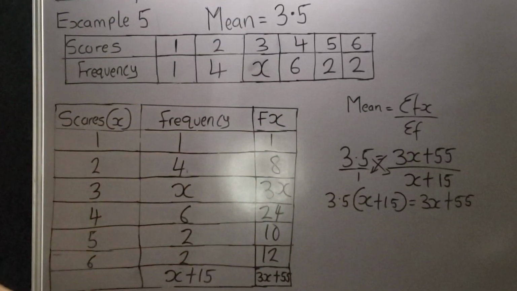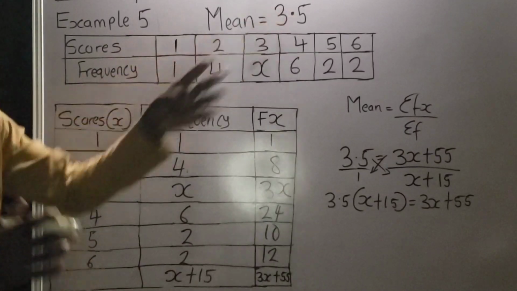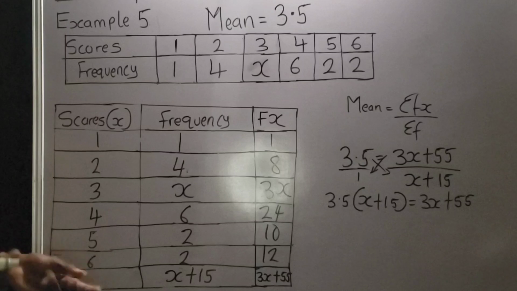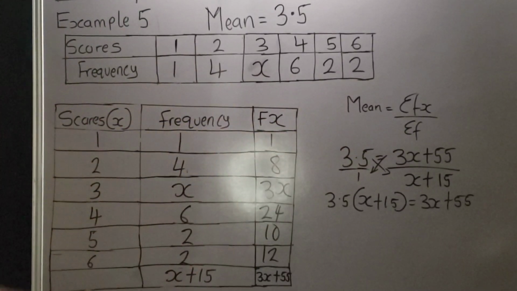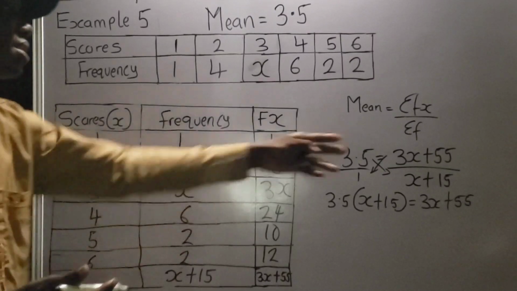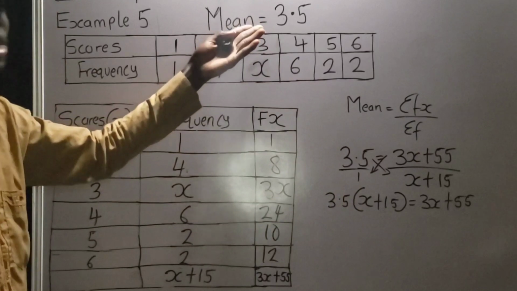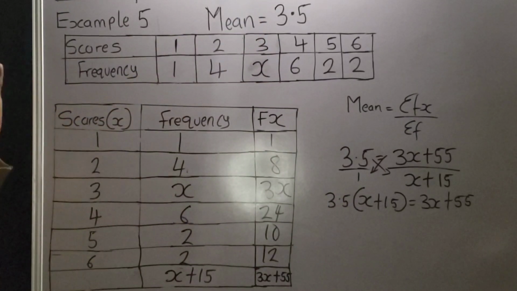Do you understand? If you didn't understand, you can pause the video and just go back a bit. Are you getting it? Don't forget, from the question, we have been given that the mean of this frequency distribution is 3.5. And the formula of mean is given by summation fx all over summation f. Now, we are asked to calculate the value of x. In order to calculate the value of x, we have to make use of the mean formula. Why? Because we have been given the mean of the frequency distribution, and that's all I did, okay?